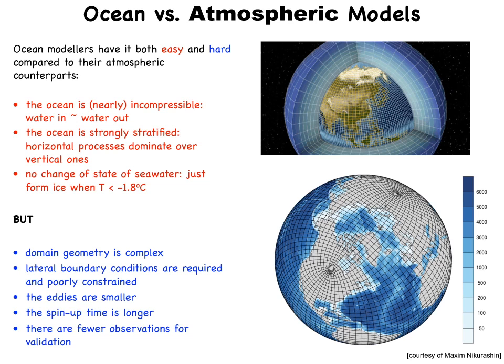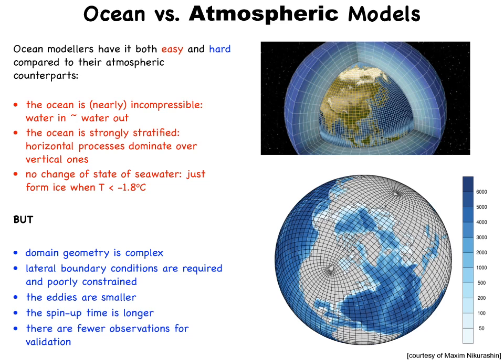So I would say, to be fair, ocean modelers have it both easy in some respects and hard in other respects compared to their atmospheric counterparts. So we definitely benefit from the fact that the ocean is nearly incompressible, and water in equals water out. And we also benefit from the fact that the ocean is strongly stratified and mostly forced at the surface, and so we can exploit some of the simplifications there. But we have our own problems to deal with.